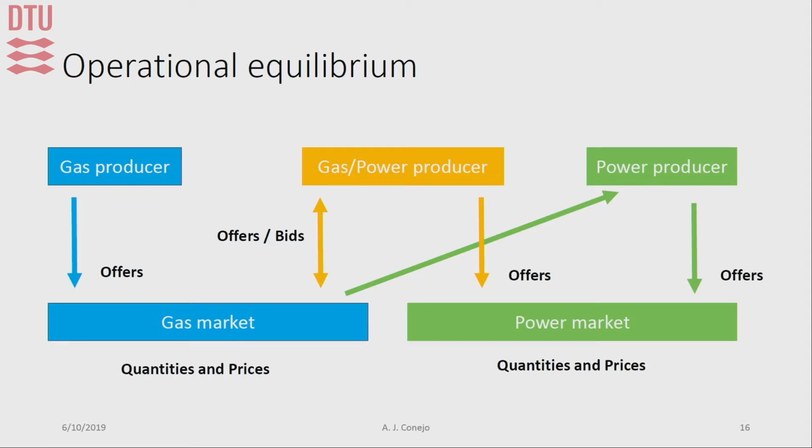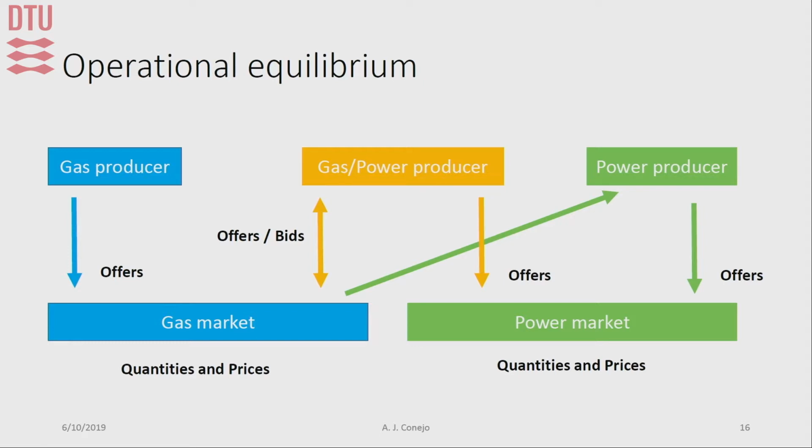And the same thing over here. So we have the power producer submitting offers, the market clears, and what they get is quantity and price. And we have this guy that does both things, interacting with both of them. And again, the critical one, which is the power producer with combined cycle gas turbines, that necessarily has to buy gas.